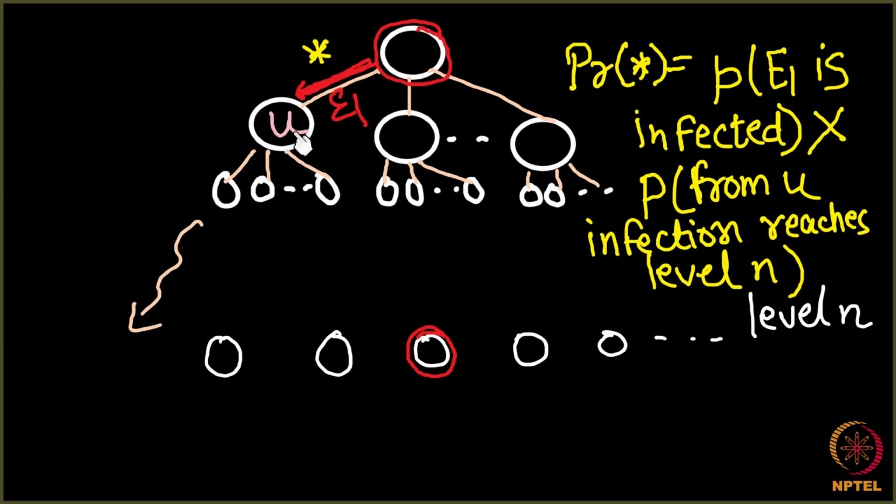What is this probability that from U infection reaches level N? Do you see? If you start from U, it is the same as if you are starting from here. Just one level has reduced. What was Qn? You start from here and your infection should reach nth level. What is Qn minus 1? That you start from here and your infection reaches level N minus 1. So if you look at this node U over here, assume that this node is not here. All these nodes are not here. I'll even remove this. We'll take them back.